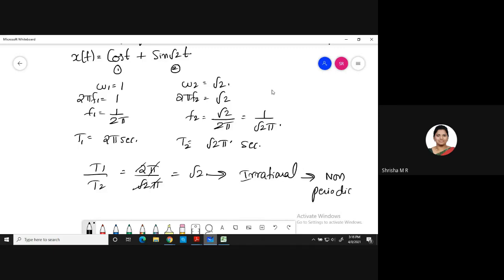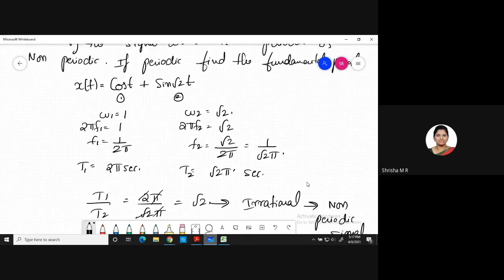Clear, everyone? By seeing just T1 and T2, don't come to a conclusion that it's periodic or non-periodic. Find the ratio of T1 by T2. If you get the ratio of T1 by T2 as a rational number, then it's periodic. If you get an irrational number, like pi or root 2, then it's a non-periodic signal. So no need to find the fundamental period of non-periodic signals. Fine? Clear, everyone? Yes, ma'am.